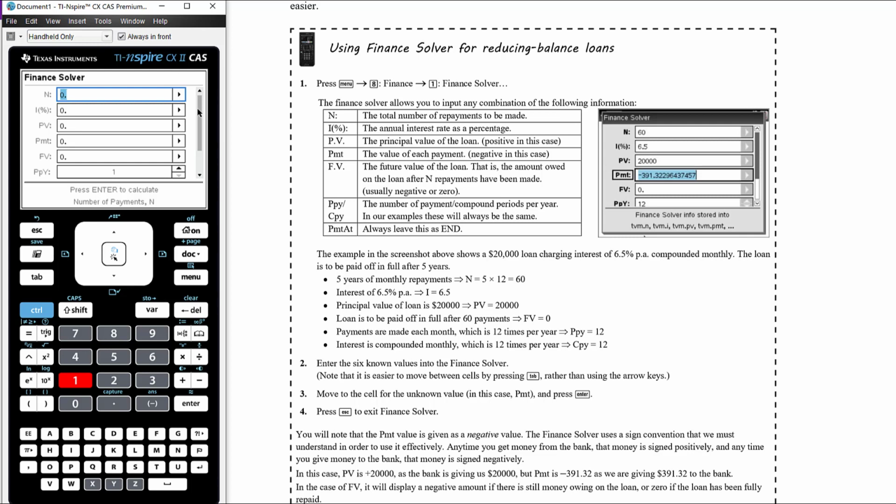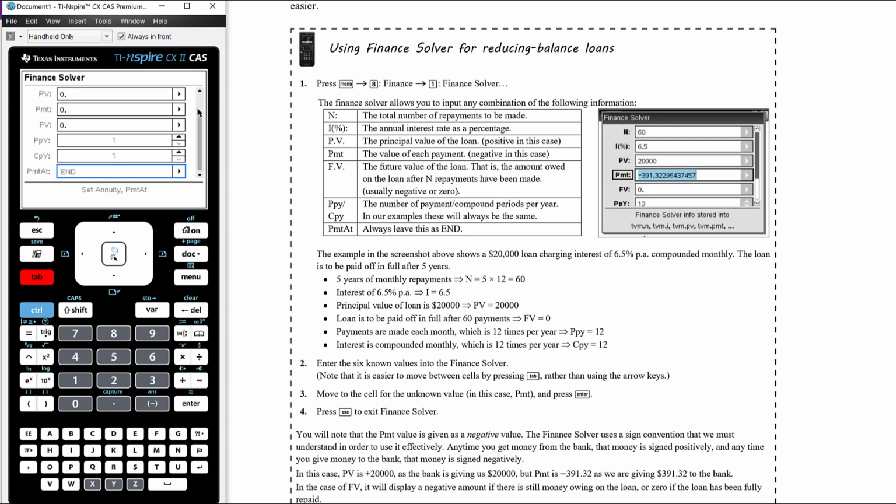And then PPY and CPY, which are sort of getting down beyond the screen here. Are these two here. That's the number of payment or compound periods per year. So if it's monthly repayments, that will need to be 12. If it's quarterly repayments, that will have to be 4. And in Further Maths, we'll always be dealing with problems where those two things are the same. The repayment period and the compounding period is always going to be the same. So PPY and CPY will need to be adjusted, but they should always be the same value.